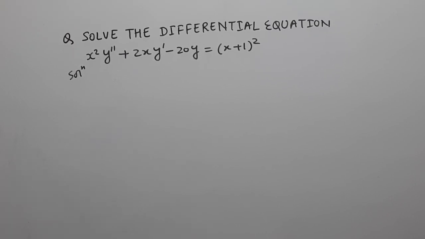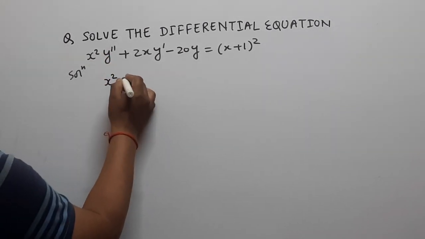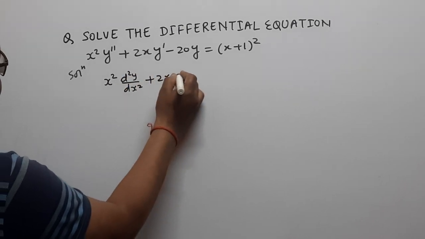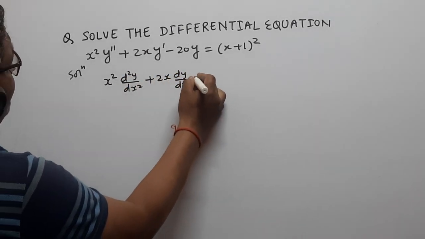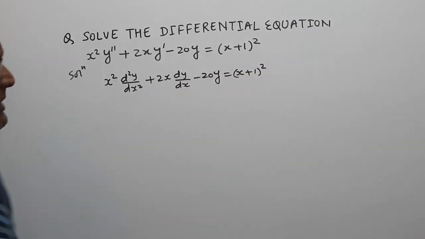Hello friends, now we have to solve this given differential equation. You can see here this is the given differential equation, which can be written as x squared d2y by dx2 plus 2x dy by dx minus 20y, equal to (x plus 1) whole square.